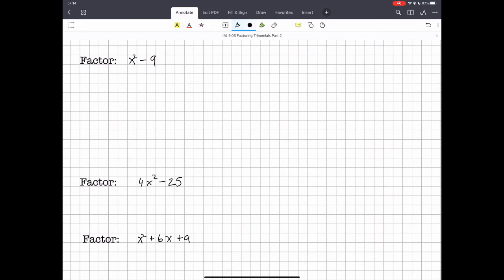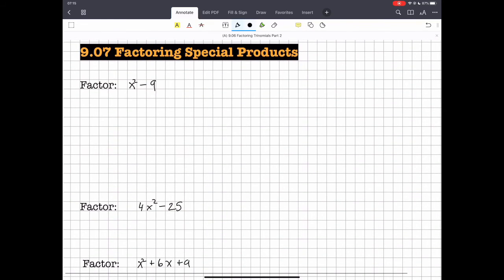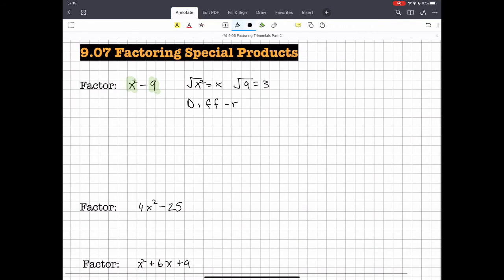All right, in our next set of problems, we're going to be factoring special products. So here we have x squared minus 9. And the first thing I notice is that my x squared and my 9, they are perfect squares. We know that the square root of x squared is x. We know that the square root of 9 is 3. So what we have here is a difference of squares. Difference because we're subtracting them.